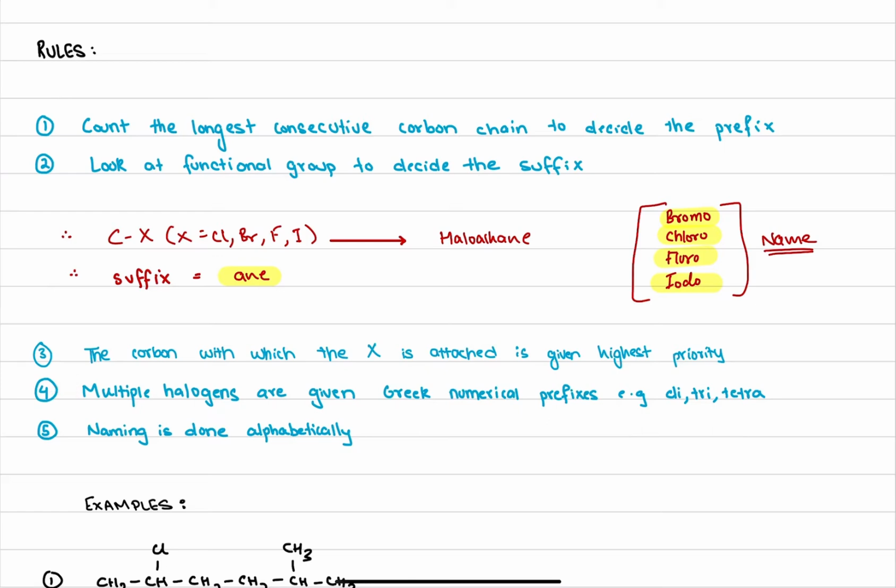So, rule number 4 says that whenever multiple halogens are involved in a molecule, we give a Greek numerical prefix like di, tri, tetra. How do we use these names? I'll get to that in a minute. And rule number 5 is that the naming is done alphabetically.